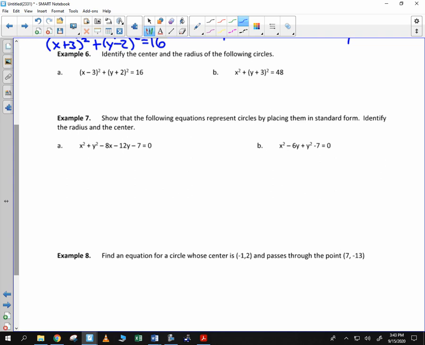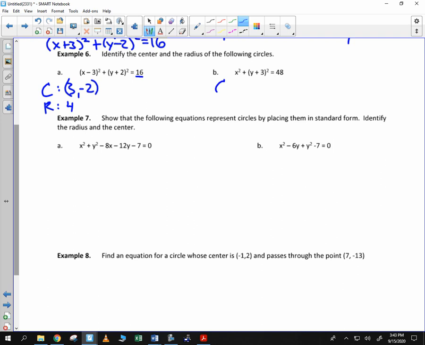This one says identify the center and the radius of the following circles. The center is going to be 3, -2, and the radius, because I have 16 here, is going to be 4. It's the square root of that thing.